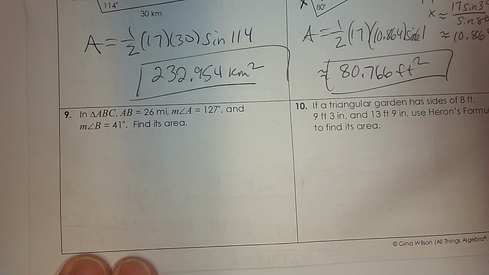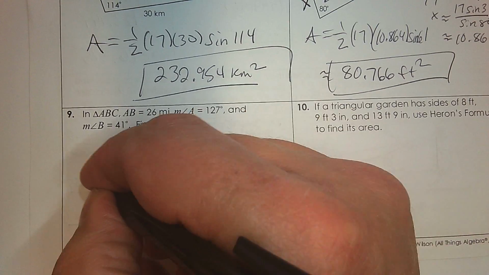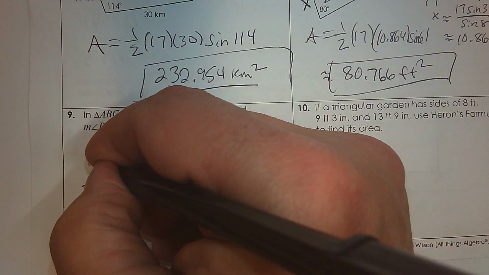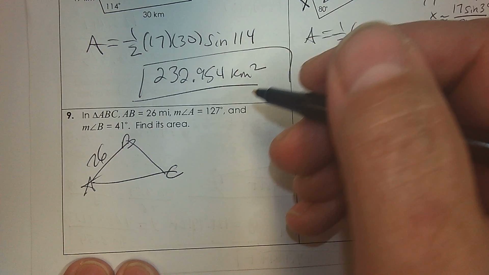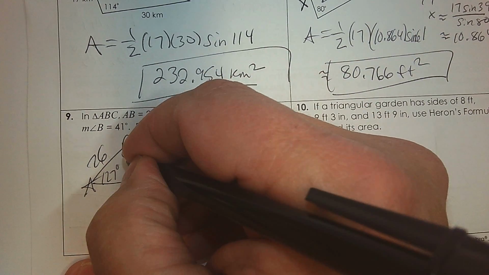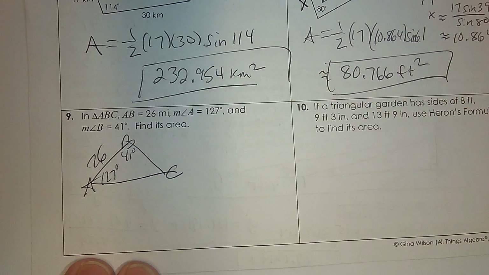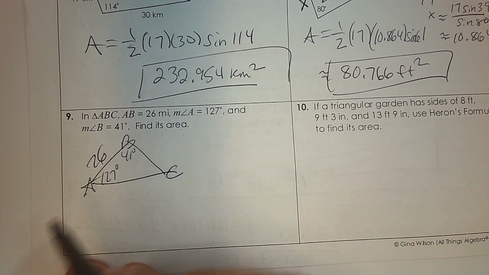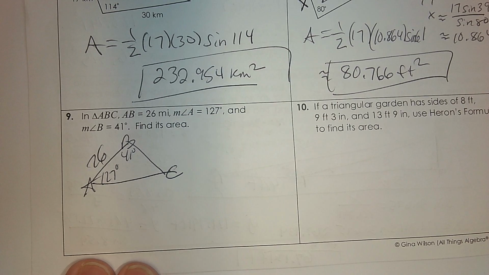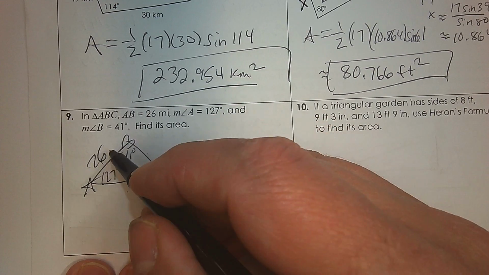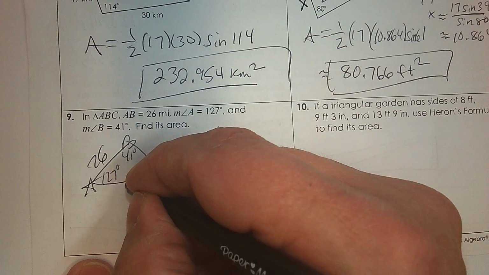All right, number 9. In triangle ABC, AB is 26, angle A is 127, and angle B is 41. Find the area of that triangle. So again, I need side, angle, side. So I can pick either way to do this, but I need to know this side, or I need to know this side to go side, angle, side. So make a choice. So I'm going to pick this side, so I have side, angle, side.